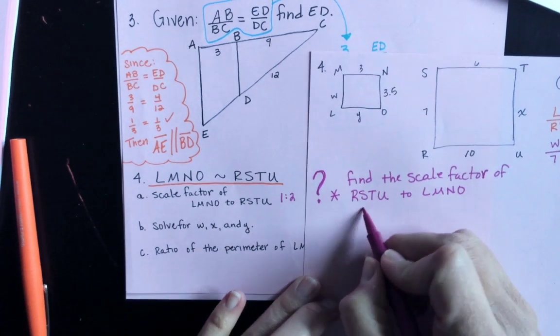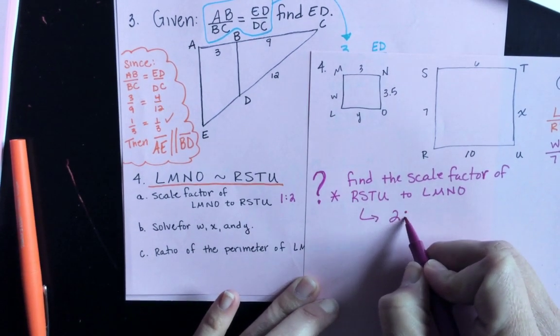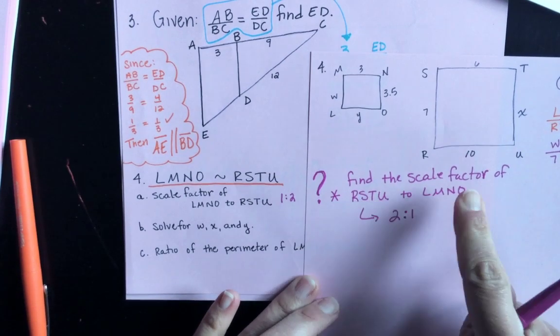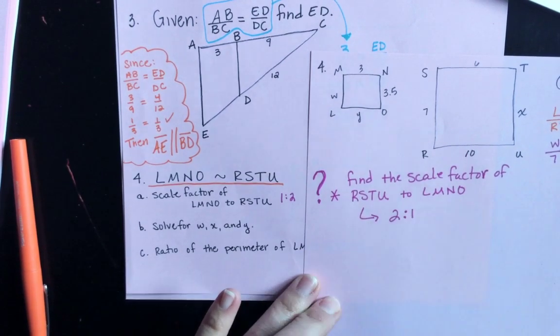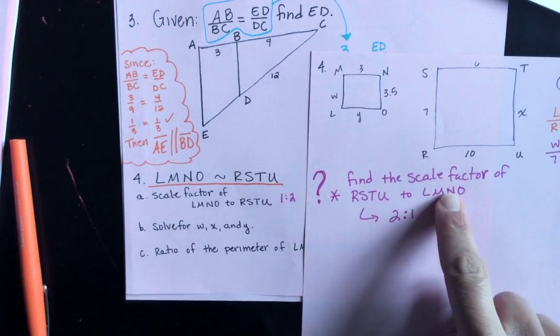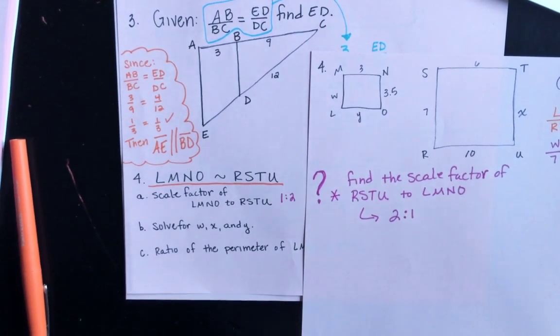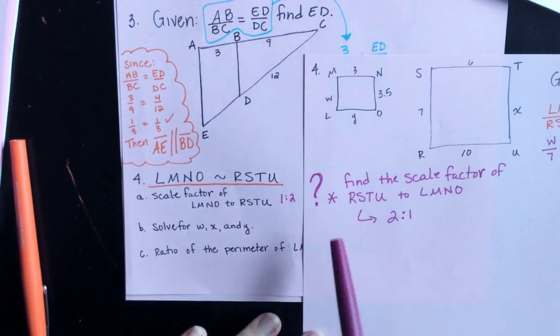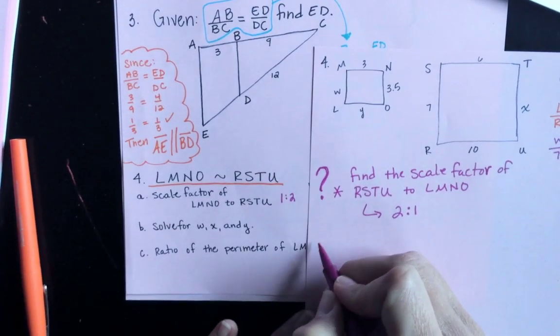It would be 2 to 1 because, again, RSTU was the bigger one. LMNN is 1, is the smaller one. So I want to make sure that I have that. So now I can do, again, my work over here for part B.